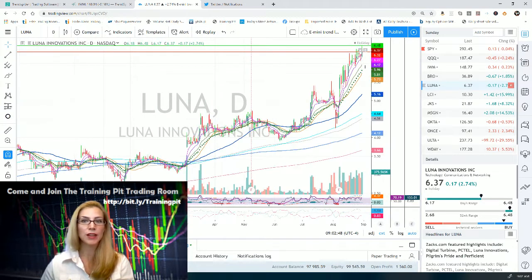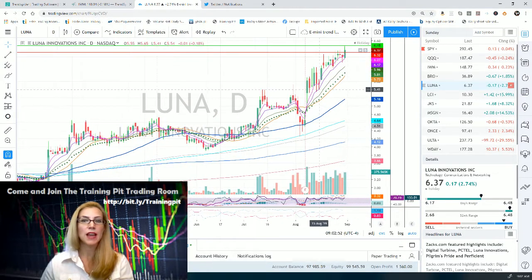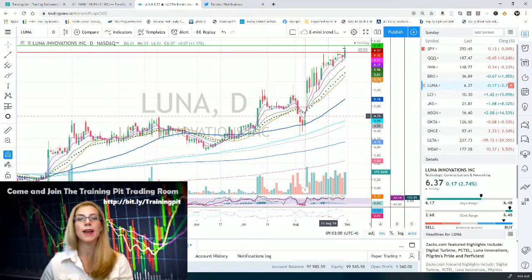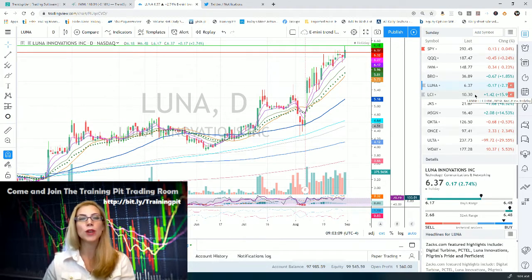And when you look at it, you can see it bounced off of the 8 EMA right here, and it continued up and set a new high. We don't have descending volume, so it looks like it might continue with that potential upward movement as it's just been trending up overall. Now, Luna does have 24.7 million in the float, and it was 45% short float volume.